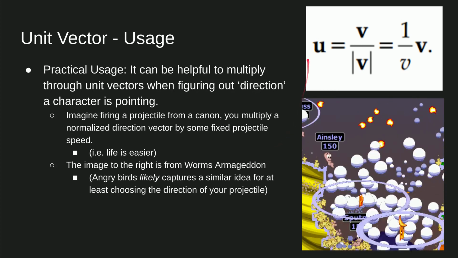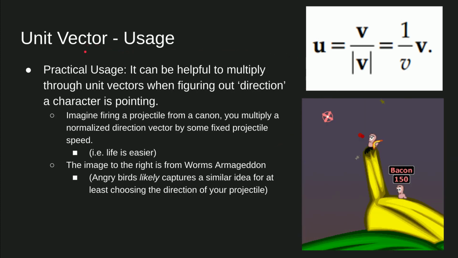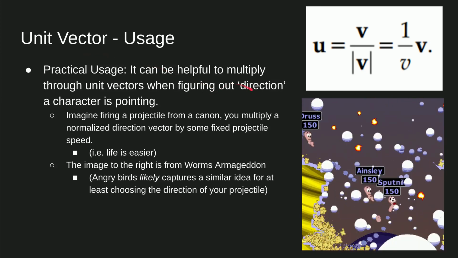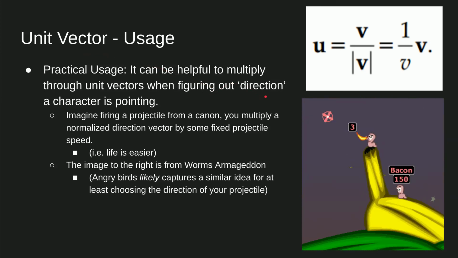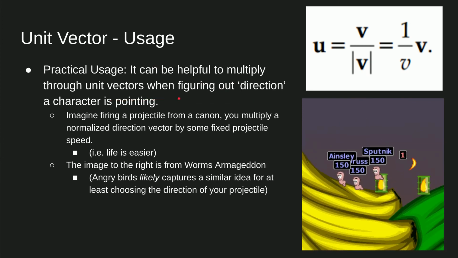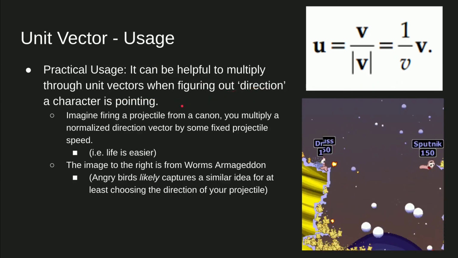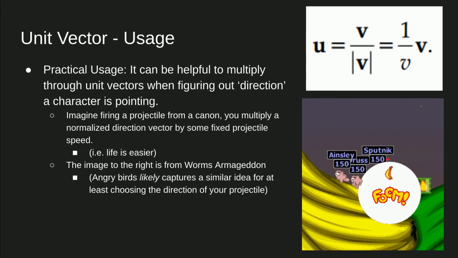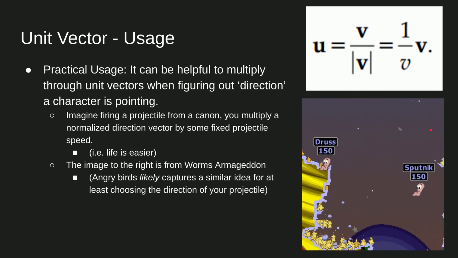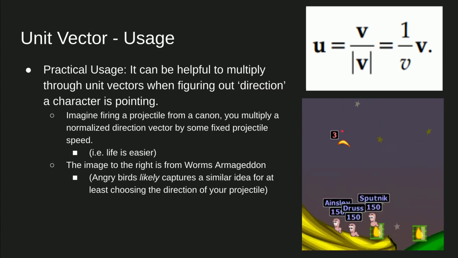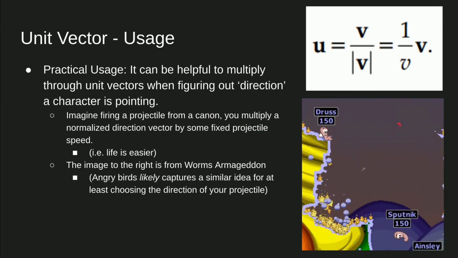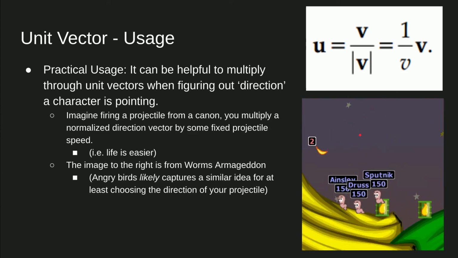Okay, why do you want to normalize everything? One, it just kind of makes things a little bit easier because often you have to clamp your values between 0 and 1 anyway. But it can be helpful if you have a bunch of unit vectors and you're multiplying through the results. So you have some projectile, if you watch this banana, it's firing in a particular direction here. So you maybe normalize that direction.